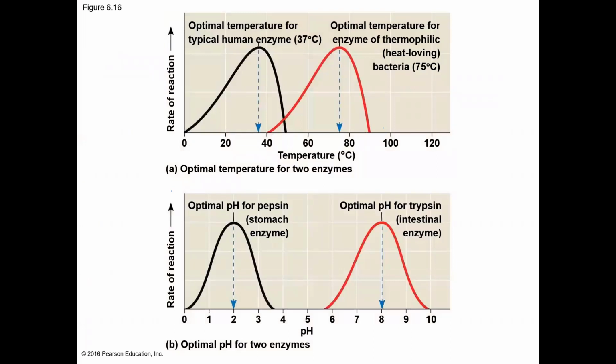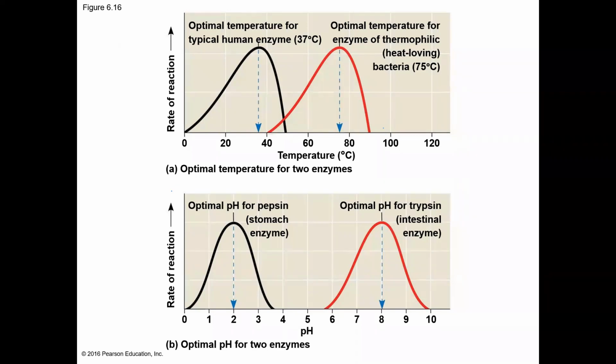So here's an example of two different enzymes with two different optimal temperature ranges. You can see that there is a range to it, but if the temperature is above 60 degrees in the one on the left, then that enzyme's not going to be able to function anymore. Same thing with the graph below, where we have the optimal pH for certain enzymes.